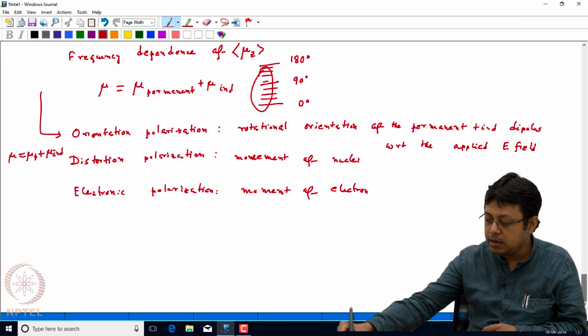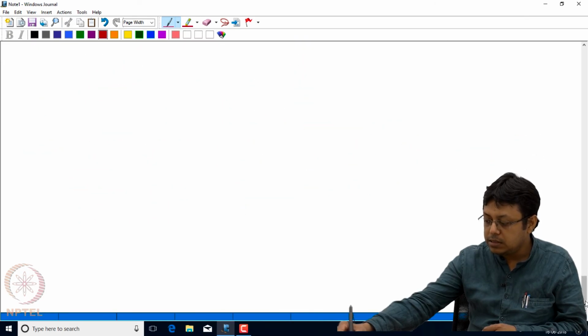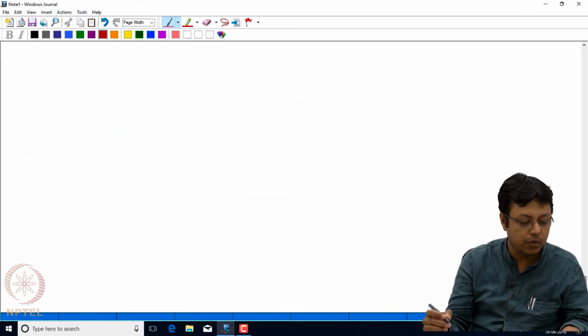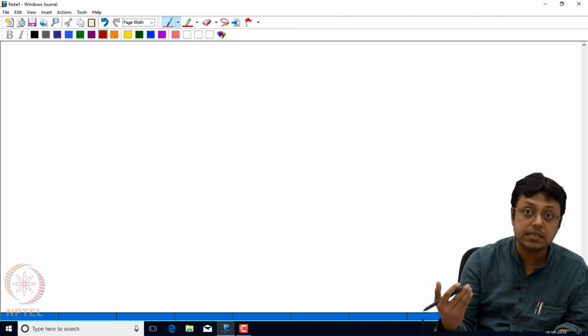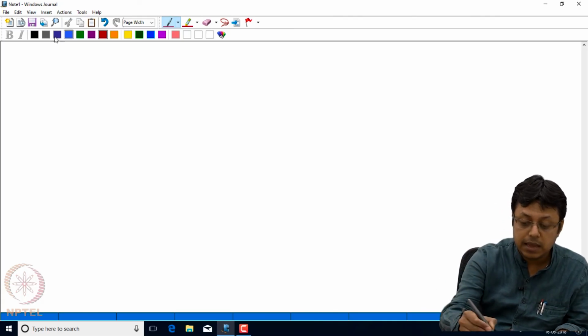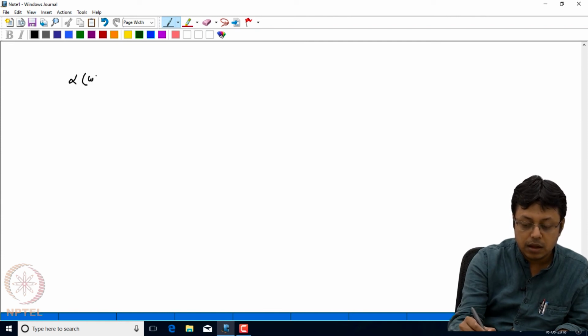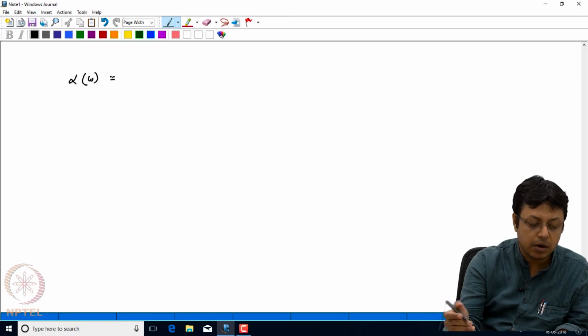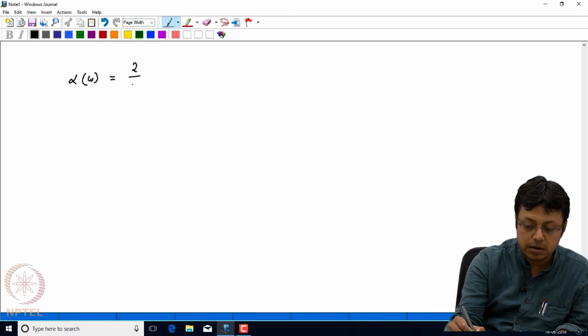Now, we can move on and ask the question of how we can actually understand this frequency dependence. Again, for that we can get an expression for alpha, and this is using second order perturbation theory, which we cannot discuss here. So, I am just writing the expression.